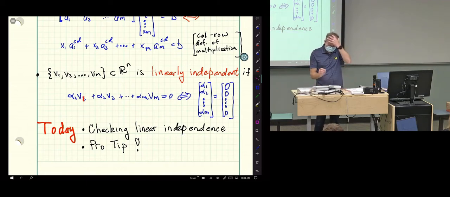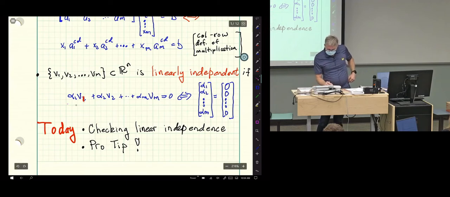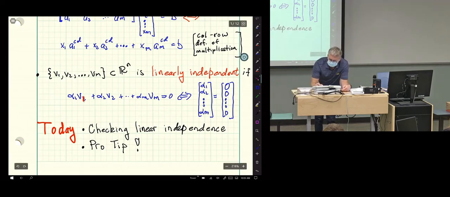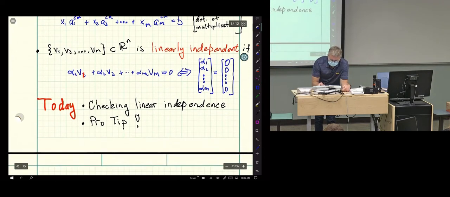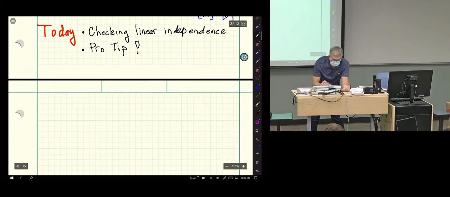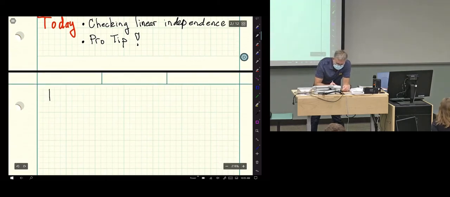So today we're going to go through how you check it. You're going to see that the definition, applying it, is super painful. And then we're going to be motivated to look at a pro tip. How do the pros do it, okay? And then if there's time, we'll go through the proof, and I want to go through it either at the end of class today or on Friday. So let's do our first example and see if we can make sense of these definitions.